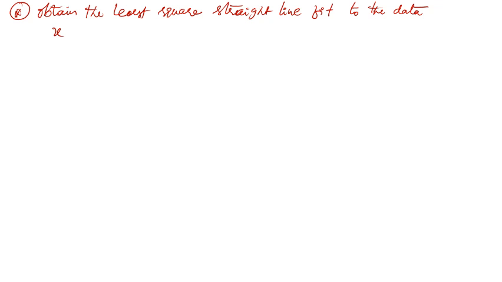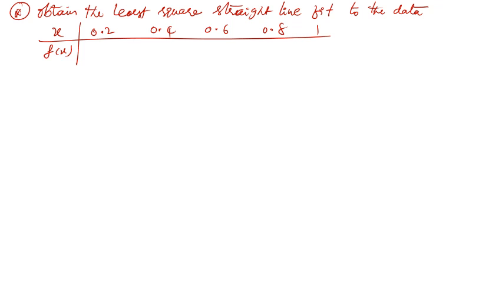Obtain the least square straight line fit to the data, x versus function of x is given: 0.2, 0.4, 0.6, 0.8, 1, and f values 0.447, 0.632, 0.775, 0.894, and 1. Okay, solution.